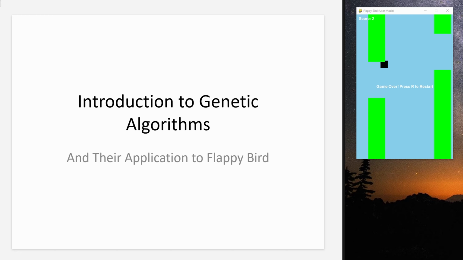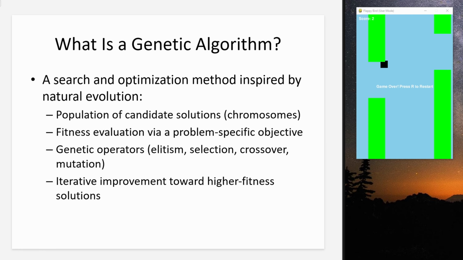Hi everyone, my name is Kevin Seville, and today I'm going to be covering a project I did a few months ago. This is Flappy Bird with genetic algorithms integrated into the game to learn how to play the game theoretically better than a human can.